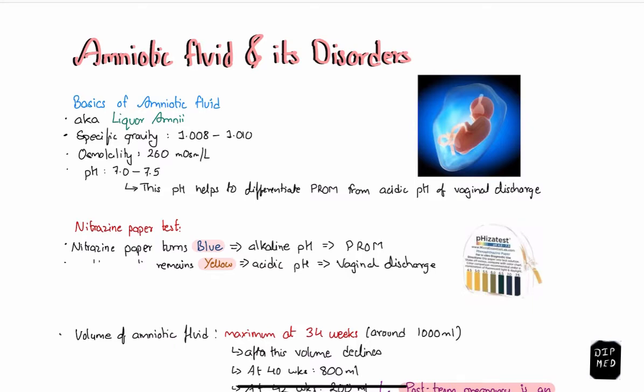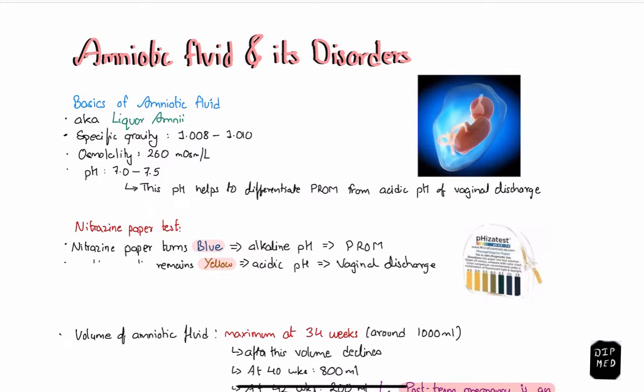The specific gravity of this fluid is between 1.008 to 1.01 and its osmolality is around 260 milliosmol per liter, and its pH is between 7 to 7.5, which means it is slightly alkaline. This helps us to differentiate between premature rupture of membrane and vaginal discharge, because fluids from vaginal discharge have acidic pH, but in premature rupture of membrane, it's the amniotic fluid that's coming out, whose pH is alkaline.